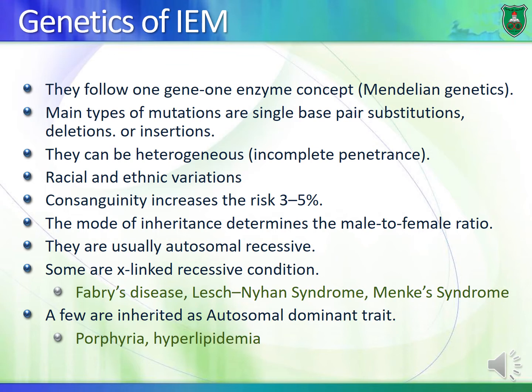Usually the mode of inheritance is autosomal recessive. The male to female ratio can determine if it is an autosomal disease or a sex-linked disease, specifically an X-linked condition. And usually it is a recessive type of inheritance rather than dominant. There are some exceptions though. There are some X-linked recessive disorders, such as Lesch-Nyhan Syndrome, and very few are autosomal dominant traits.